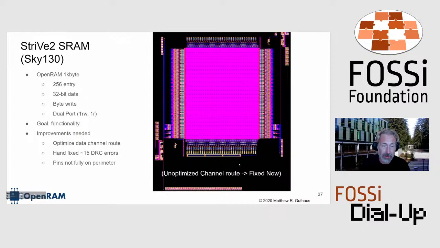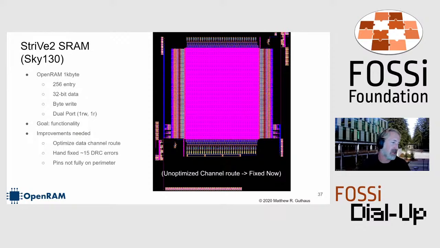Overall, this had about 15 DRC errors in Sky130 that we just fixed by hand. Most of those were like the contact NPC enclosure spacing. And so we kind of fixed those by hand. Also, the pins weren't fully on the perimeter, where they were near the perimeter, but not enough for the OpenLane flow. So they kind of hand placed those.